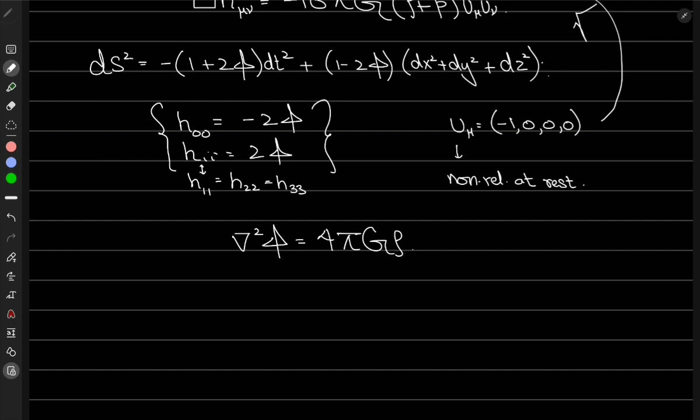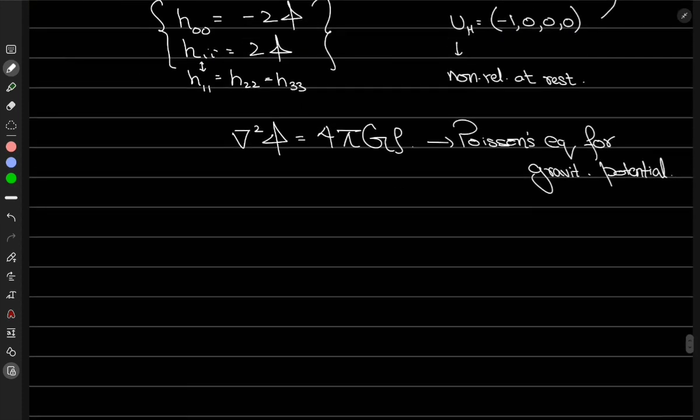This equation is the Poisson's equation for gravitational potential, right? And if you are familiar with Newtonian gravity, this is just the same thing as the Newtonian gravitational equation. And we can see that if we write the gravitational potential in terms of the mass density.